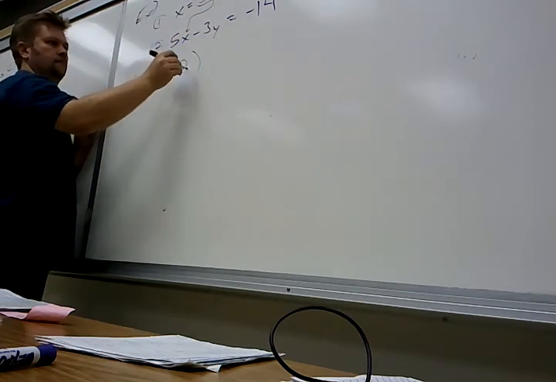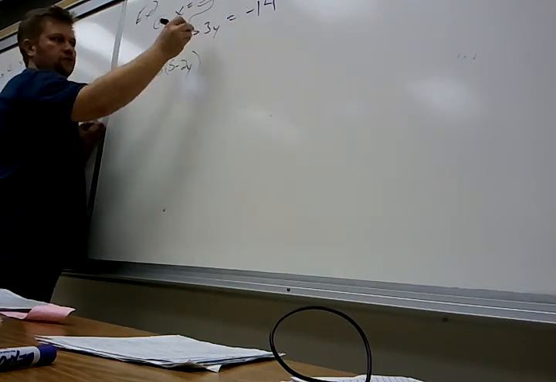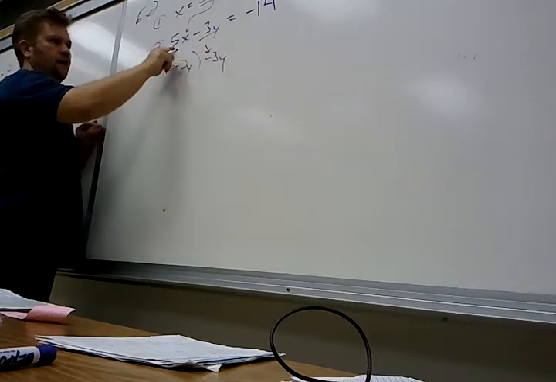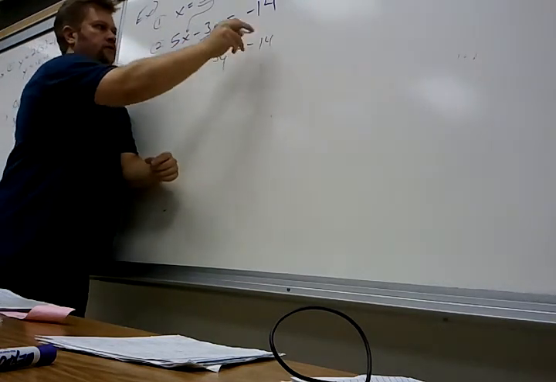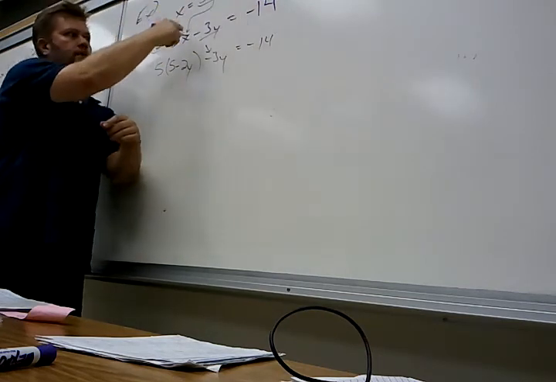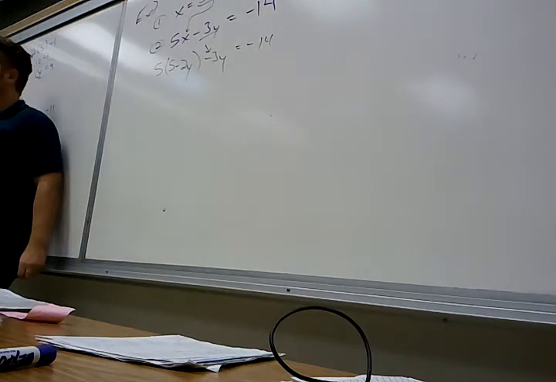5 minus 2y. Now for some reason, people always forget this poor little guy. He's got to still be here. 5 times x minus 3y equals negative 14. So just rewrite this, putting that in place of x.